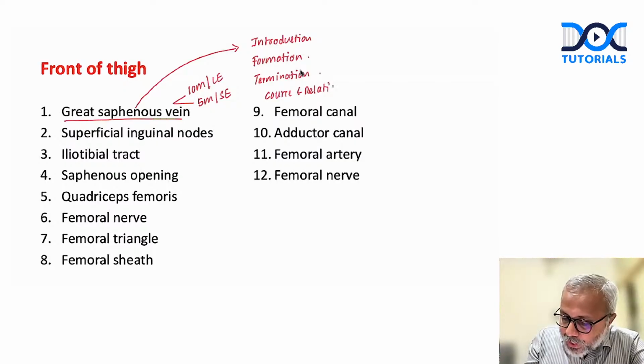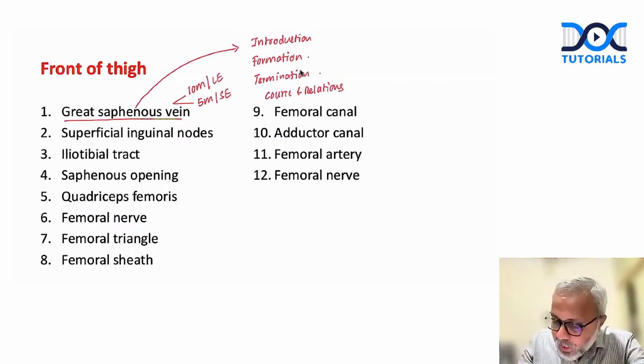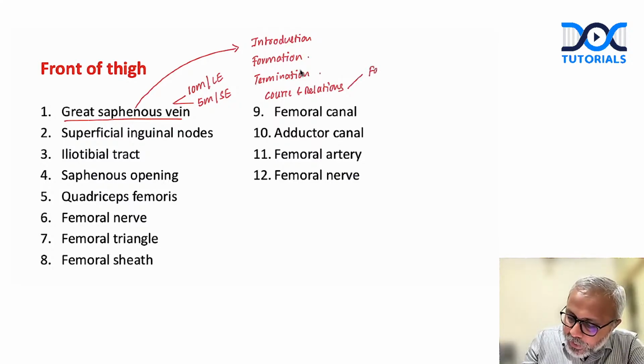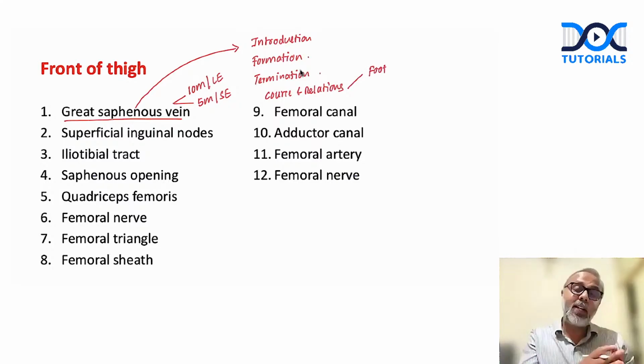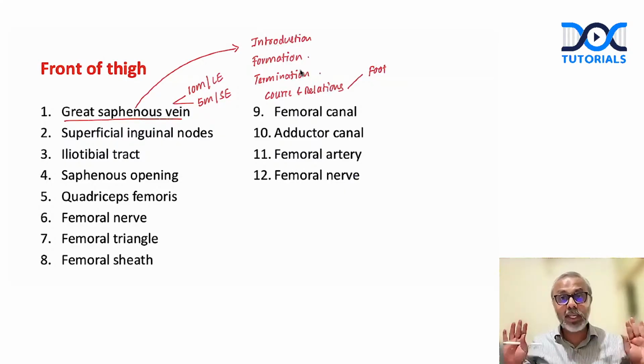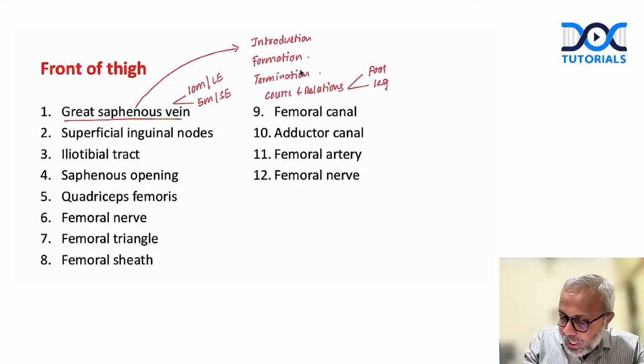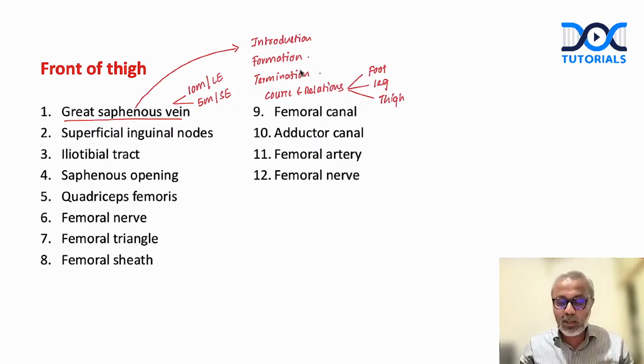Now in course and relations, what do we write? Remember, in course and relation, we basically begin with the foot. This is exactly opposite to artery or a nerve. Remember, arteries and nerves, they basically go to periphery, right? Whereas when we talk about veins, they begin from the periphery and then they go towards the proximal aspect of the body. So always start with the foot. Then what is its course in the leg? Then in the thigh. This is how we should describe the course and relations of the great saphenous vein.